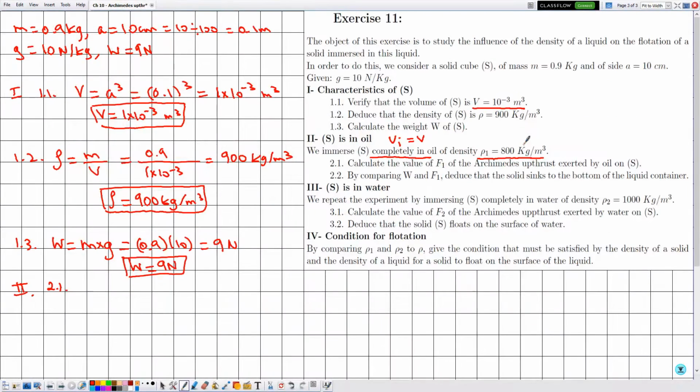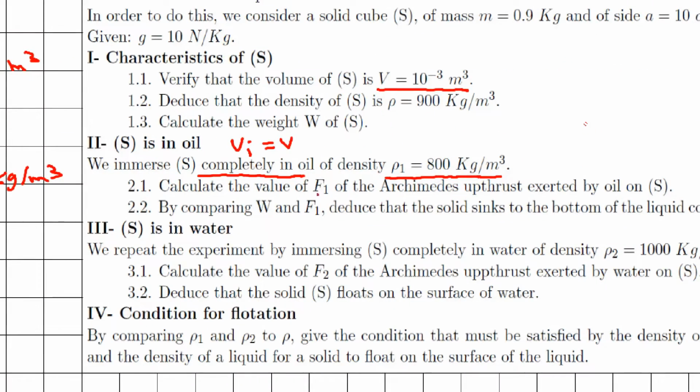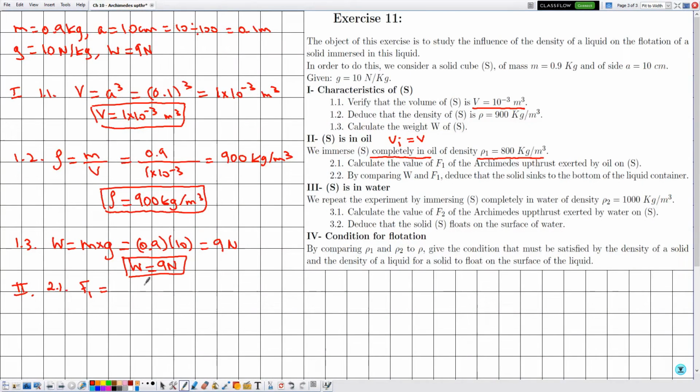So the final choice is given by that the value of F upthrust, which is denoted by F1, is given by the density of the liquid. So here F1 corresponds to the force exerted by the oil, the liquid, on the solid S. So the liquid which is being used is the oil. The density of oil is denoted by rho 1 times the volume of the immersed part times G.